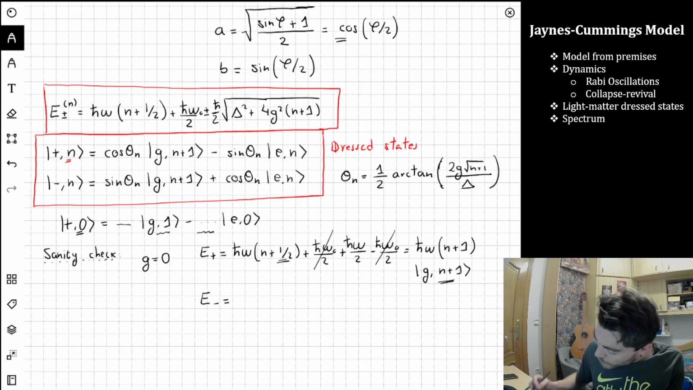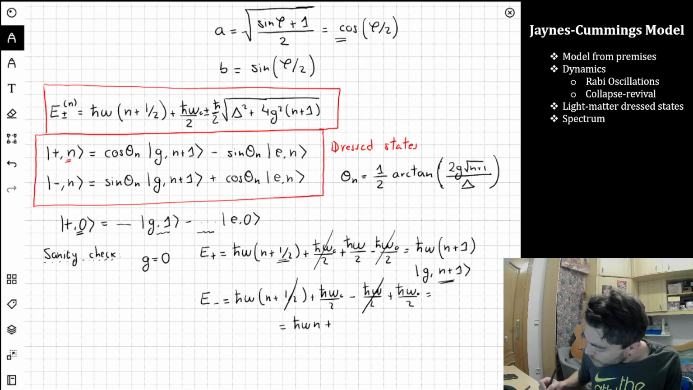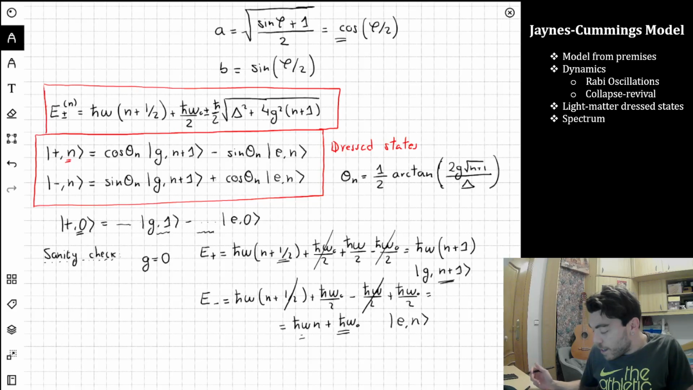And then the E minus, for the same reasoning, is going to be h bar omega (n plus 1/2) plus h bar omega 0 divided by 2. And now we change the sign of this, so h bar omega divided by 2 plus h bar omega 0 divided by 2. But what is this? Well, h bar omega divided by 2 goes with this 1/2, so one has h bar omega n plus h bar omega 0 divided by 2 plus the same, which is h bar omega 0. And this is exactly the energy of the excited state with n photons in the cavity, which is this energy. So it makes sense. It's a good sanity check.